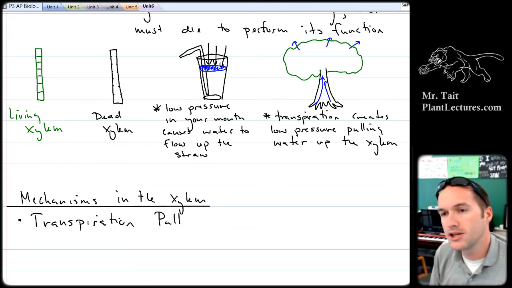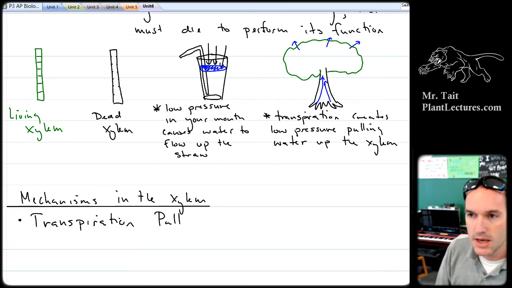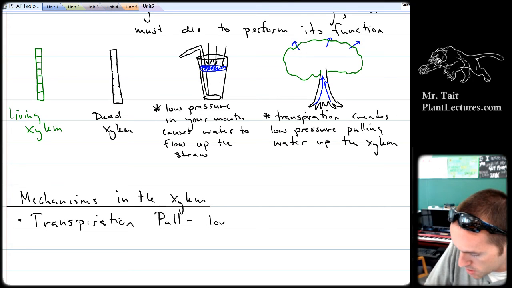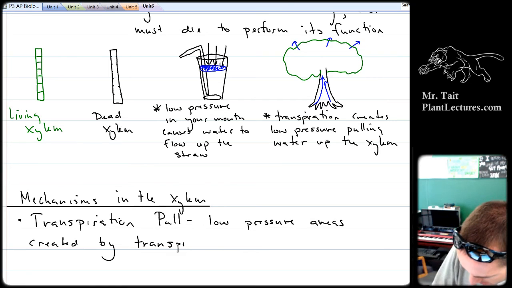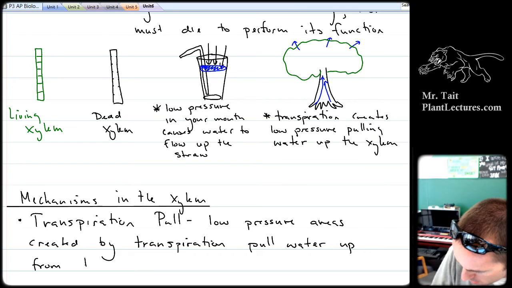Okay, transpiration pull means that the low pressure that's created by transpiration is going to pull water up from the roots. So low pressure areas created by transpiration pull water up from the roots.